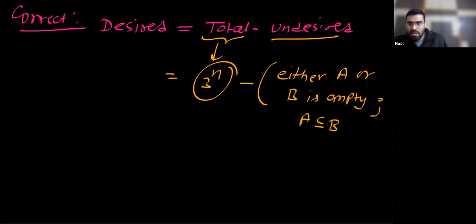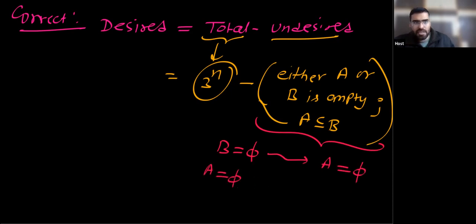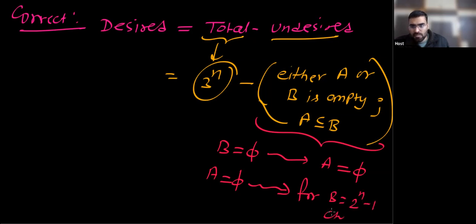Okay, so basically from these cases you remove when A is empty or B is empty. Just remove it. How many cases do we have to remove? Can anyone tell me? If B is empty, then automatically A is empty. But if A is empty, then B can be anything. Yes or no? For B, how many choices do we have? 2 power n minus 1 choices.